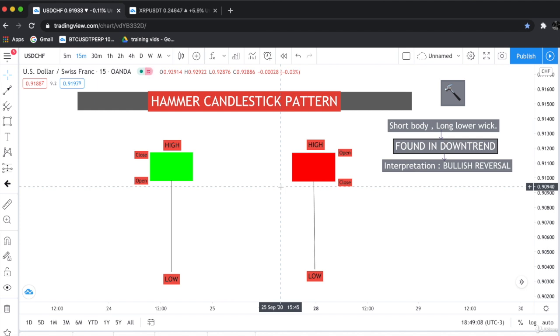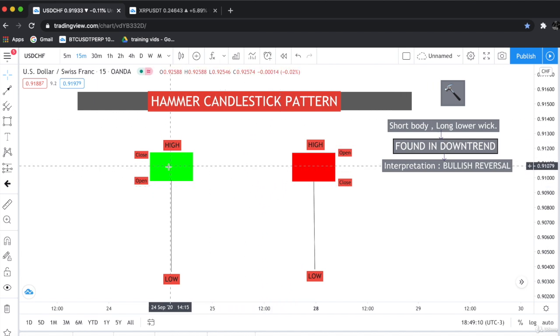In some cases there might be a little wick upside, which is completely normal. This is the live financial market, so it is sometimes hard to find a completely valid hammer candlestick pattern. So if the wick is a little bit upwards, only a little bit, then it is completely valid.